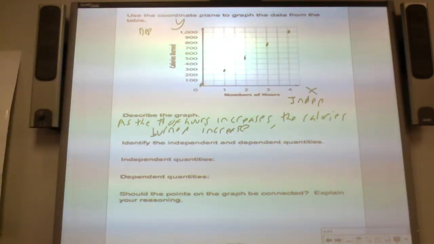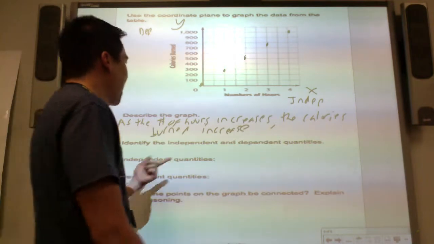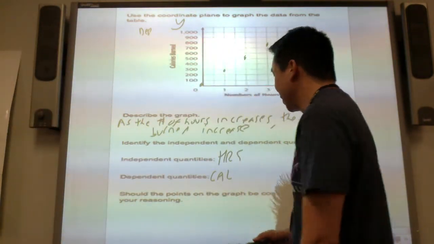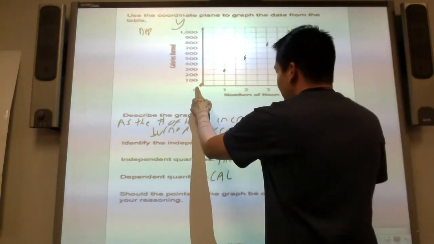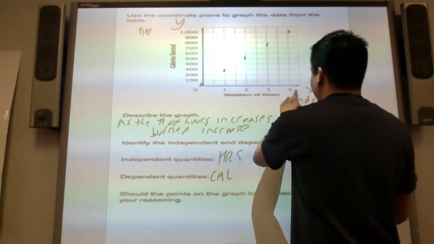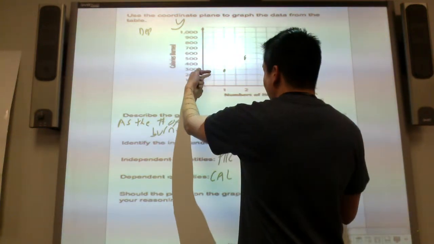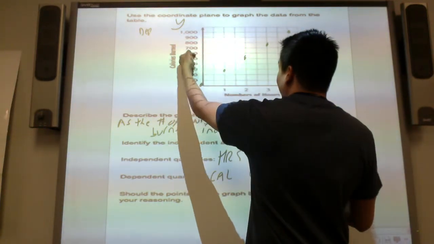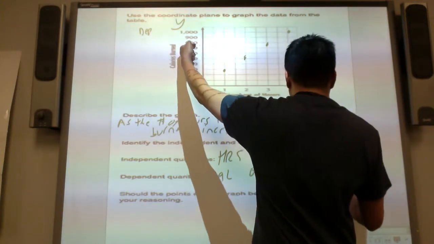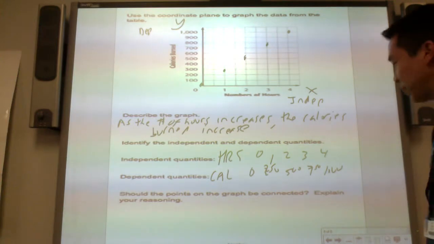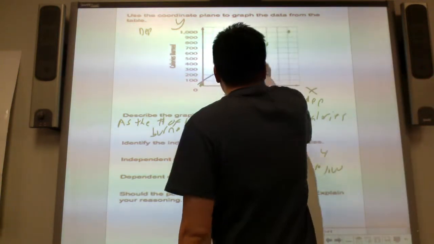Identify the independent and dependent quantities. The independent, again, is hours, and the calories are dependent. What kind of hours do we use here? We use 0, 1, 2, 3, 4. What kind of dependent do we use? We use 0, 250, 500, 750, and 1,000. Should the points on this graph be connected? It actually should be connected.